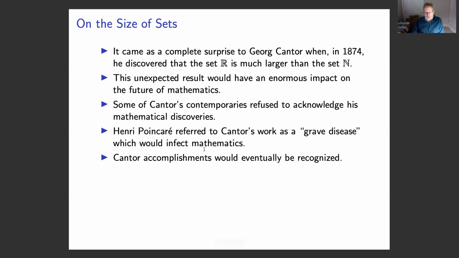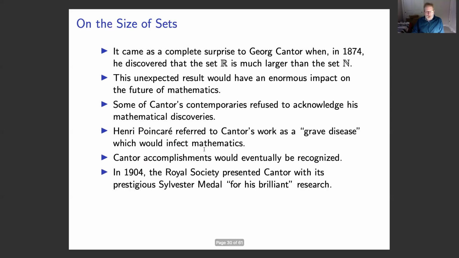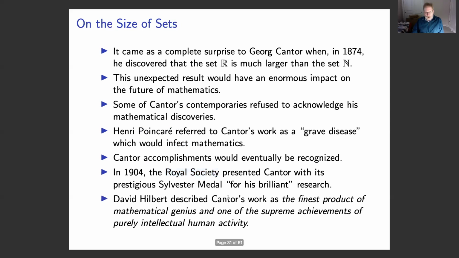Cantor's accomplishments would eventually be recognized. In 1904, the Royal Society, which is a famous society in England, presented Cantor with its prestigious Sylvester Medal for his brilliant research. So there were mathematicians who recognized Cantor's achievements. David Hilbert, another famous mathematician, described Cantor's work as the finest product of mathematical genius and one of the supreme achievements of purely intellectual human activity. Cantor was the first to explore the infinite using mathematical concepts.